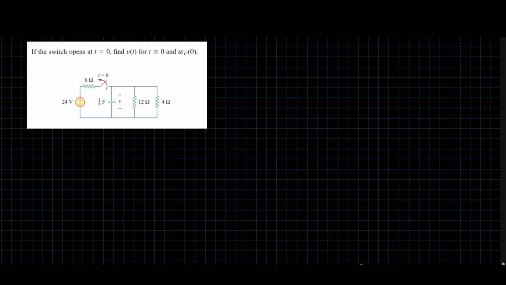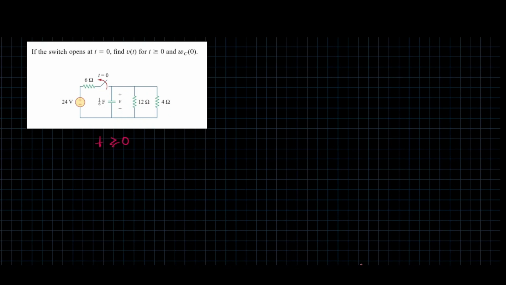Okay, so this question wants us to find V of t. If the switch opens at t equals 0, find V of t, that is the voltage in the circuit, at t greater than or equal to 0. This basically means find V of t after the switch has been opened. When the switch has been opened, we'll draw it.